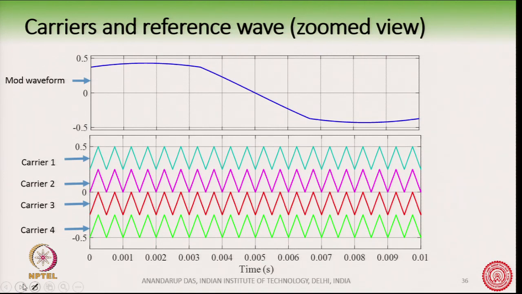And here we have shown a zoomed view of the carriers, where you can see that these 4 carriers are identical, unlike the phase shift PWM. In phase shift PWM, these carriers were slightly phase shifted, but in level shift PWM all these 4 carriers are exactly the same, but they are vertically shifted from each other, and that is why it is called level shift PWM.